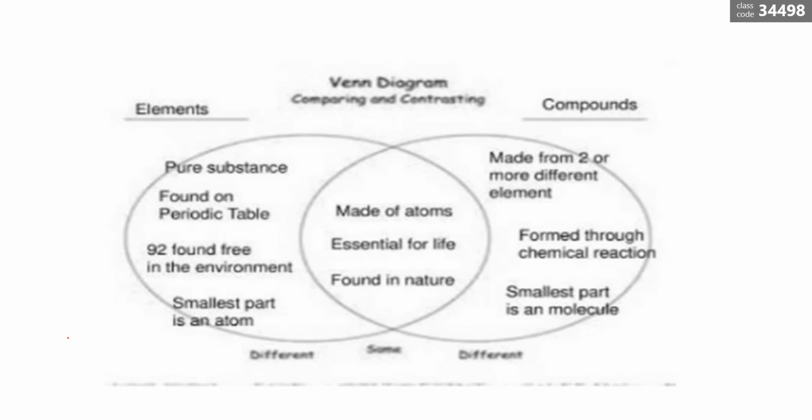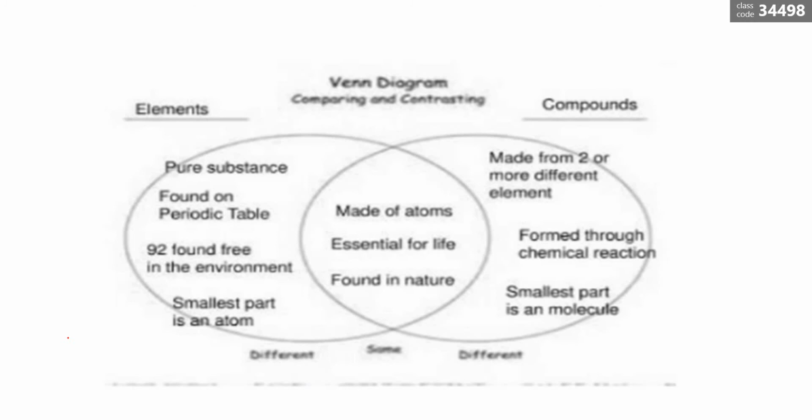While on the compounds, it was made from two or more different elements. It was formed through chemical reaction. And the smallest part of this is called a molecule.